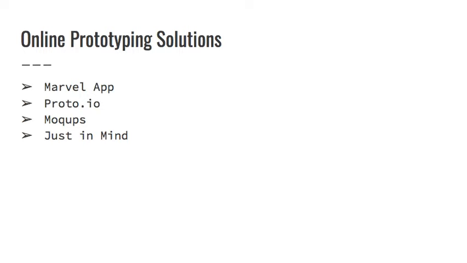Users from our idea validation session have let us know that they indeed want a service that allows them to create custom meals. And so one simple way we can prototype this is by drawing paper sketches. The other option will be to explore easy online prototyping solutions that allow us to come up with a prototype in a matter of hours. An example is the Marvel app, Proto.io, Mockups, or Just in Mind.